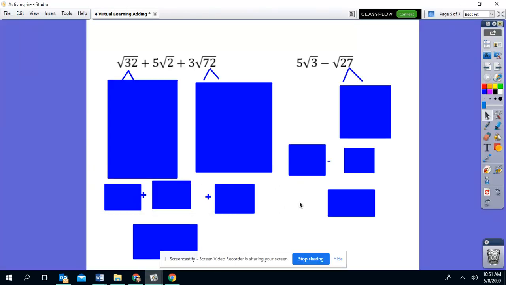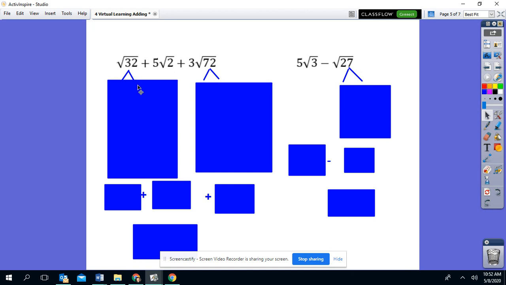We are going to continue simplifying these radicals. We're going to add and subtract. So these don't have like radicands. What that means is that number under the radical sign. You see that 32, you got a 2, and a 72. Those are not like terms. So we have to simplify those individual ones first before we can even add or subtract them.